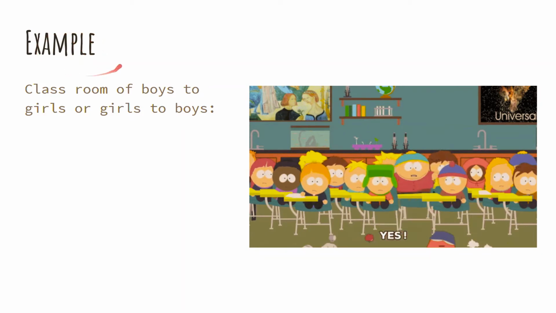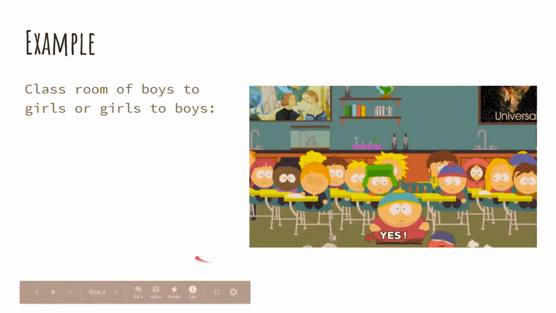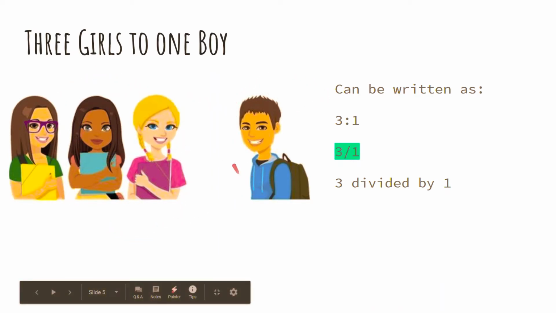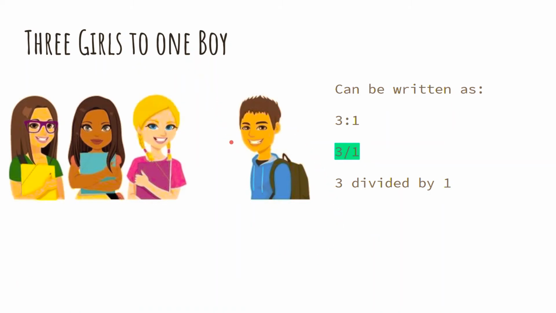We can look at a different example, the ratio of girls to boys in a classroom. In this example, we have 3 girls is to 1 boy. You can choose to look at this in different ways. You can write this as 3:1, 3/1, that being 3 girls per 1 boy. Or you can write it in words, 3 divided by 1, being for every 3 girls you have 1 boy.